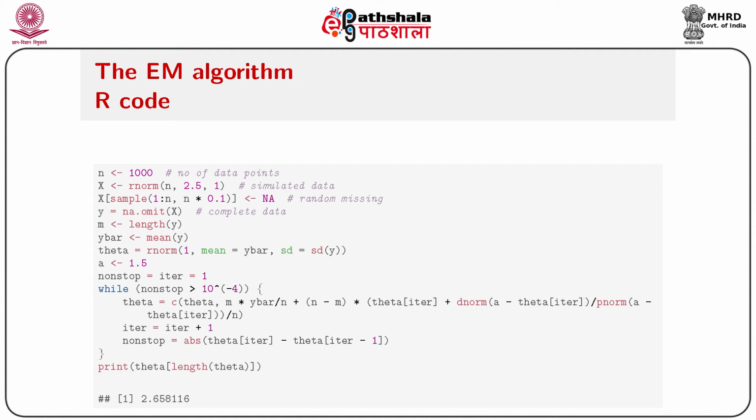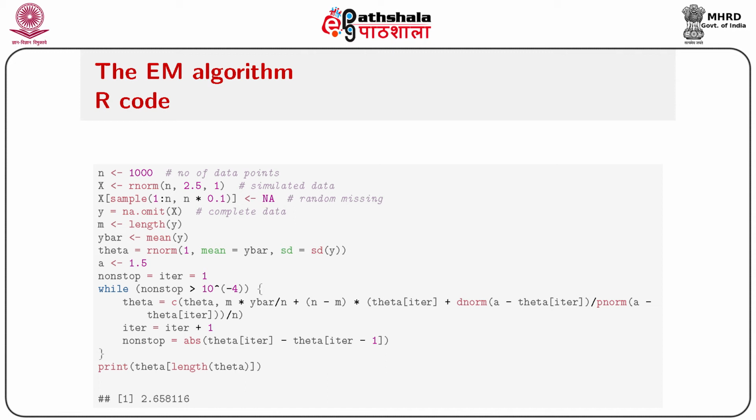Now we'll use a while loop. While non-stop is greater than 10 to the power minus 4, then theta equals c(theta, m into y bar divided by n). This is the same expression that I have shown there, written as an R expression. Then eta equals eta plus 1, so every iteration the eta is updated, and that will give you the number of iterations at the end of the loop. And non-stop is the termination condition.